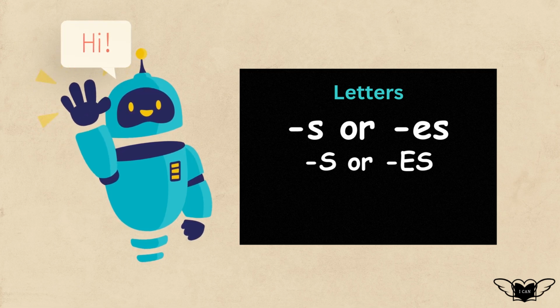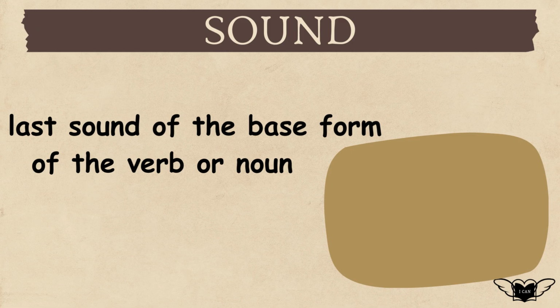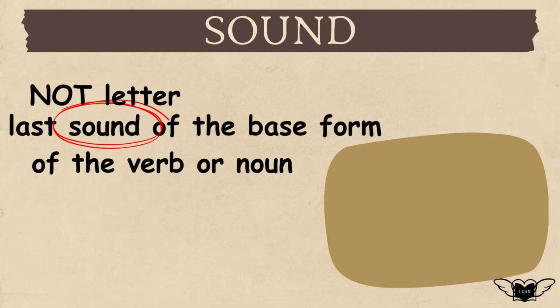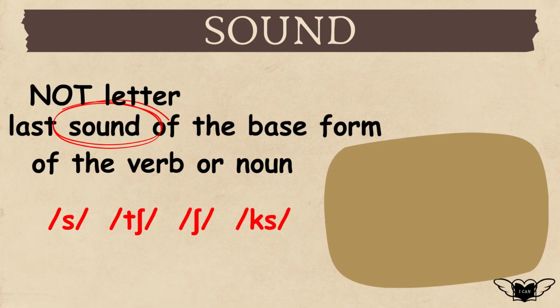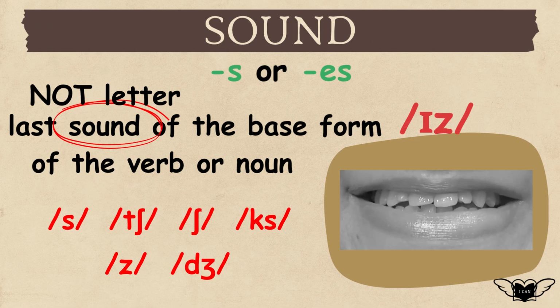The third is, when the last sound of the base form of the verb or noun has one of the following sounds, not letters, sounds: s, ch, sh, ks, z, and j, the added s or es is pronounced "iz."